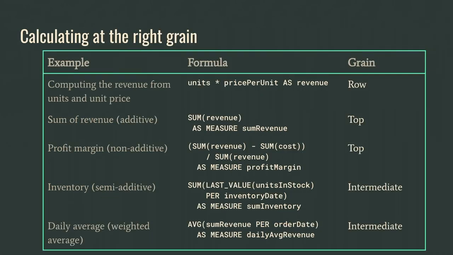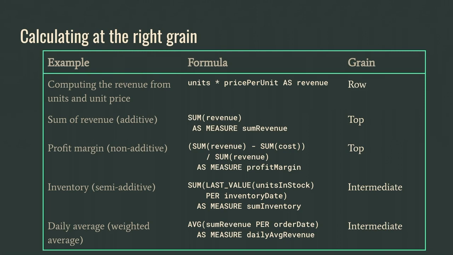Another thing measures need to do is compute the result at the right grain, which is, Tableau's LOD, level of detail language, is a reference to this. If you're computing revenue, you don't want to multiply the total number of units sold in a day by the total price per unit of the day. You want to compute the revenue for each individual order and add those up, right? So you need to do the multiplication first, and then you need to do the summing later.